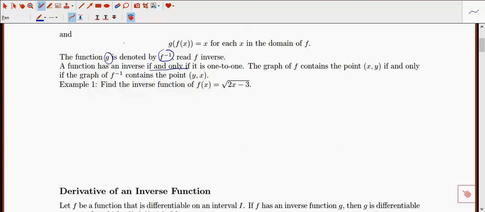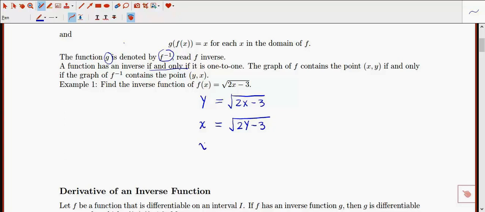So we can take a look at the graph of the square root of 2x minus 3. We notice that it's 1 to 1, so we know there must be an inverse function. And usually we'll rewrite the function using x and y. The first step is to interchange x and y, so we write y as x and replace x as y. And we will solve for y.